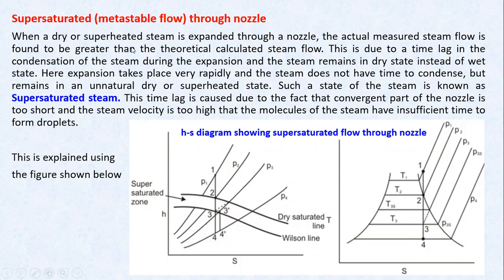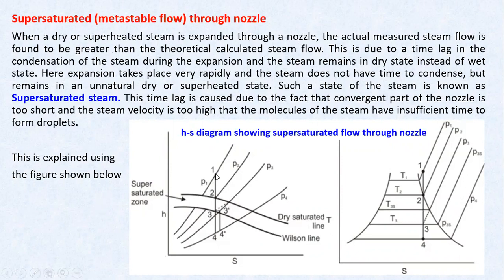Here, when dry or superheated steam is expanded through a nozzle, the actual mass flow rate coming out of the nozzle will be greater than the theoretical flow, mainly because of the time lag in the condensation. That means, let us see here, point number 1 is in the superheated region, and this line is the dry saturated line.